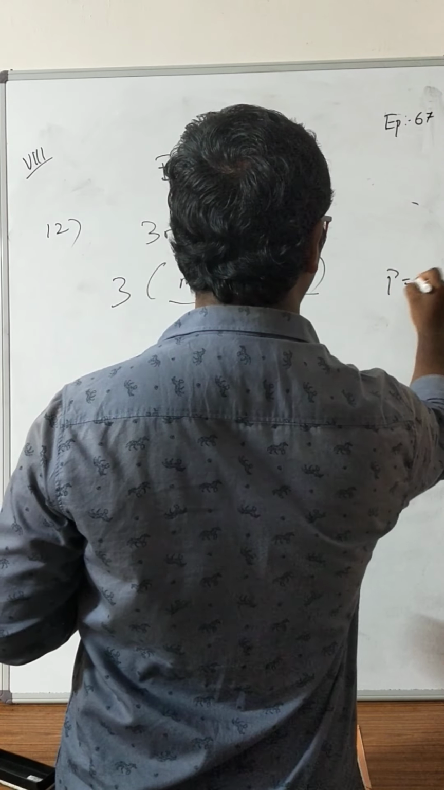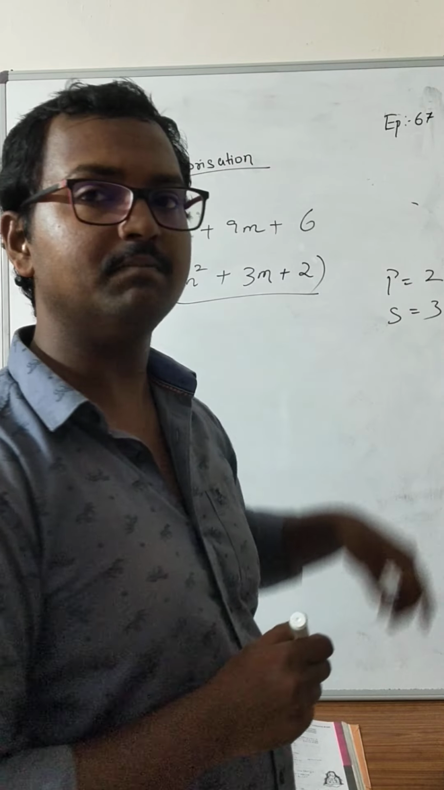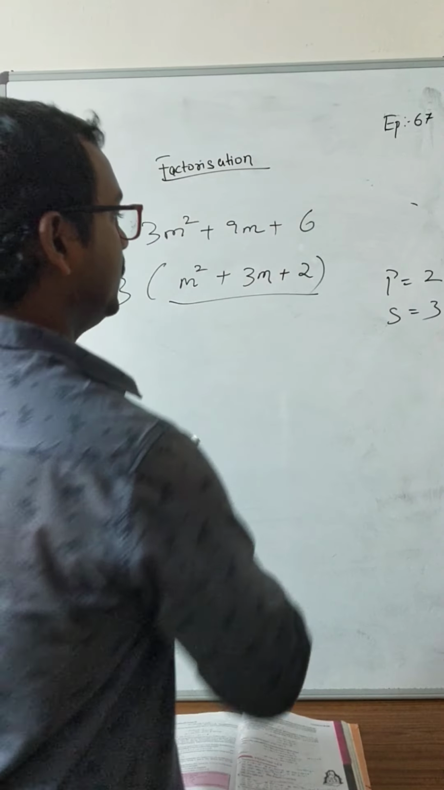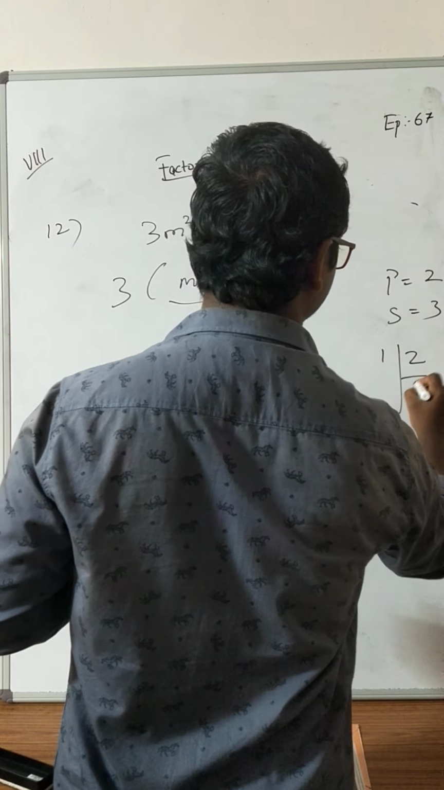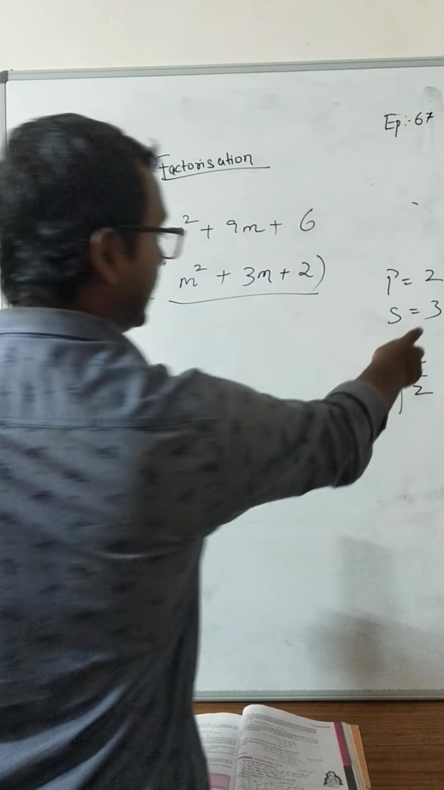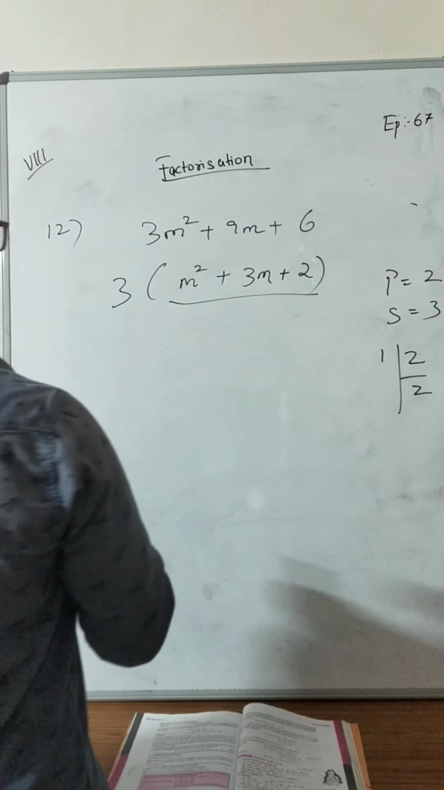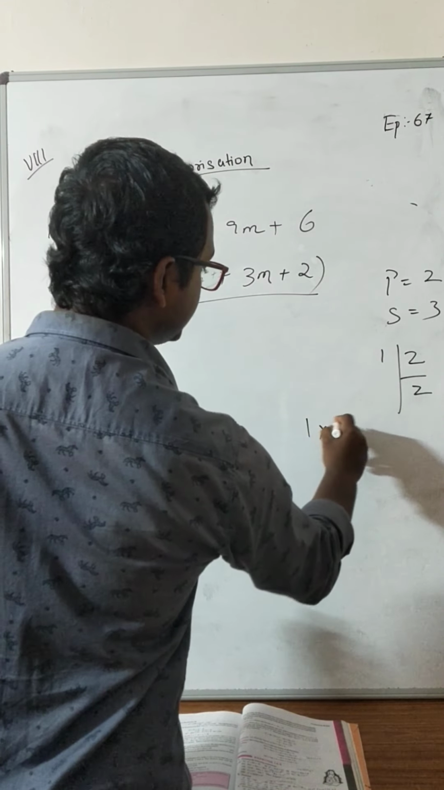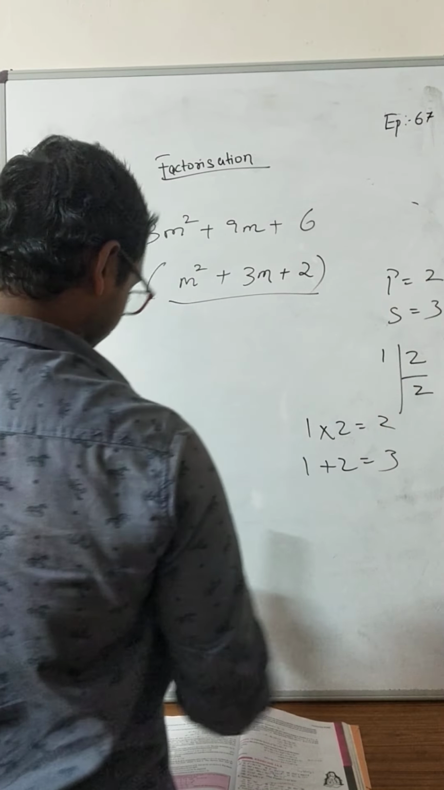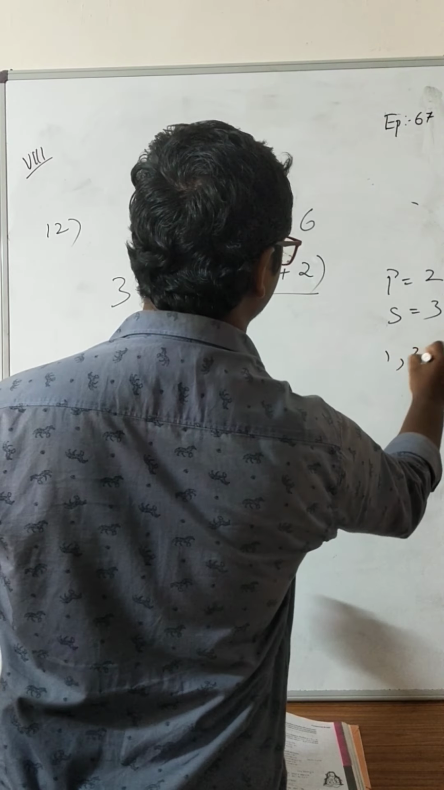See, the product is 2 and the sum is 3. Now you may be wondering, sir, the product is 2 but the sum is 3. The product has become smaller than the sum. Now how should we do it? The factors of 2 are 1 and 2. So can we make 3 using 1 and 2? Yes, of course. 1 into 2 is 2, and 1 plus 2 is 3. So the numbers are 1 and 2.